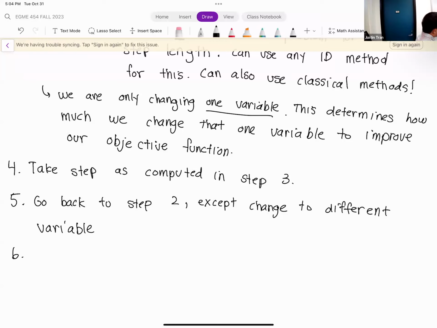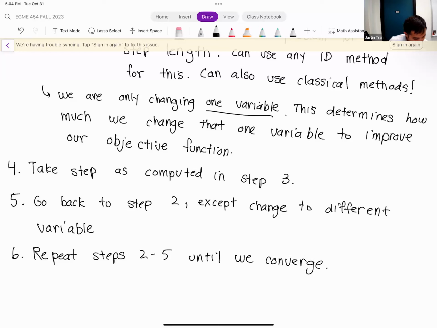Okay. And then step 6 here is just to repeat. And so we're just going to repeat this over and over until we reach convergence. All right, so step 6 is basically just keep doing this until we're done. All right, so how do we know when we're done? So how do we know when we can stop this algorithm?